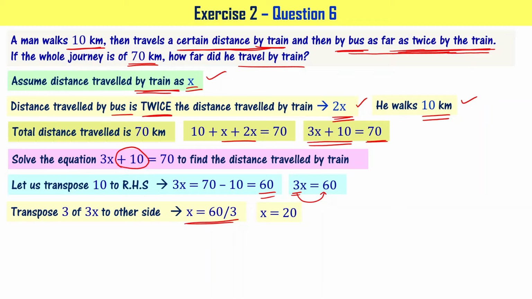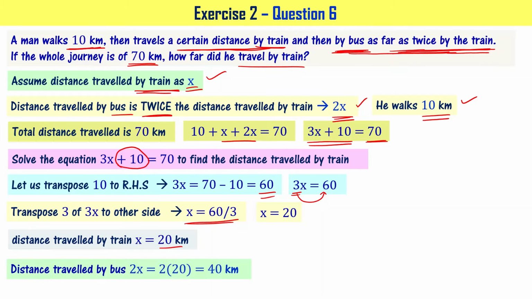So the distance traveled by him by train is 20 kilometers, right? He walked 10 kilometers. He traveled by train 20 kilometers. Of course, we are not asked to find what is the distance traveled by him by bus, but we can find that also.